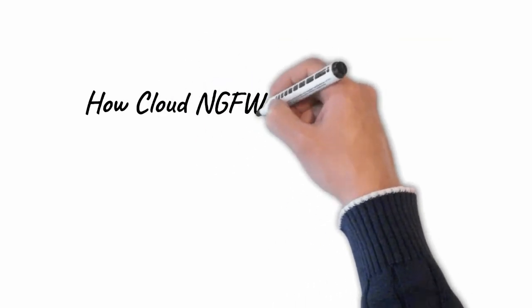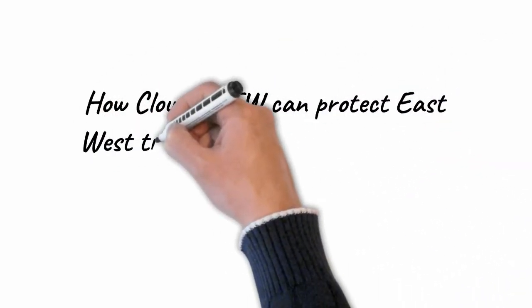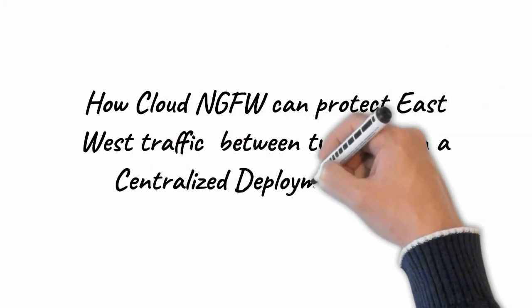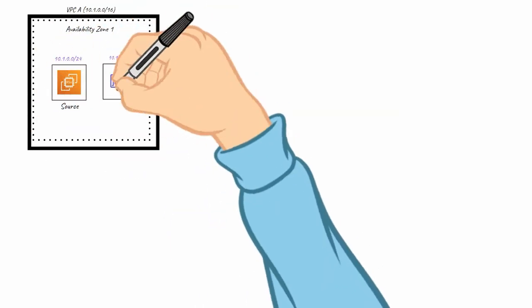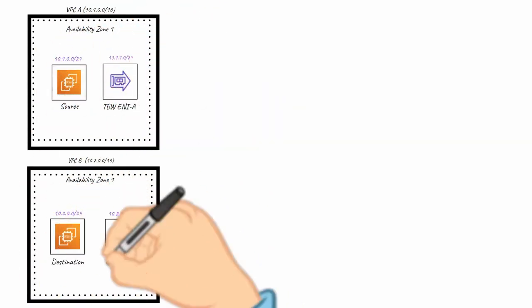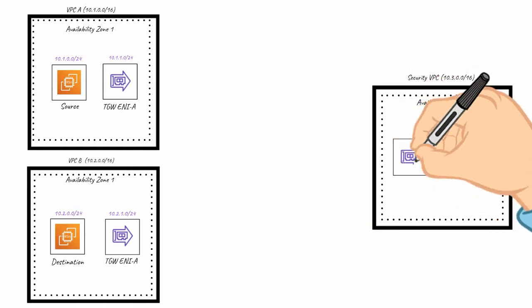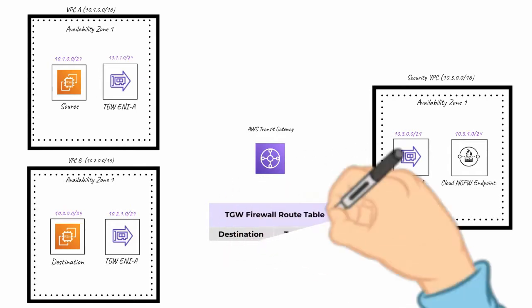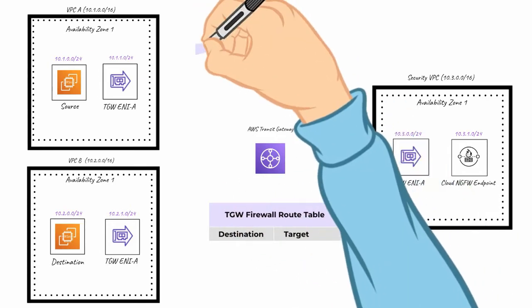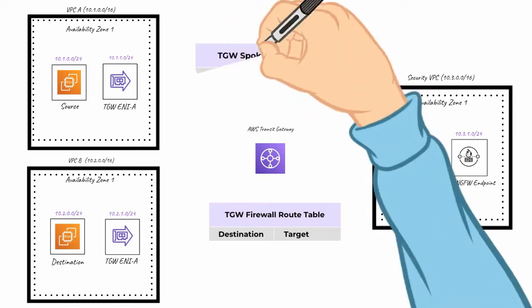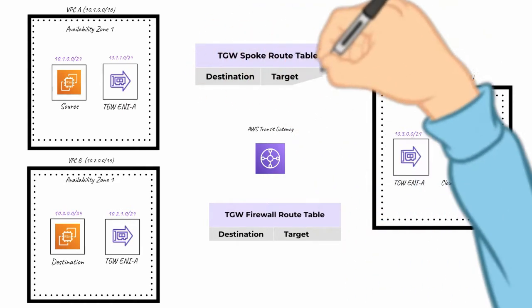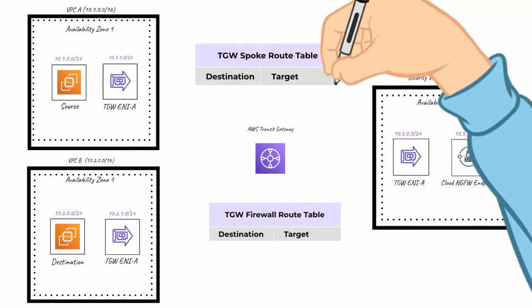In today's video, we'll talk about how Cloud NGFW can protect east-west traffic between two VPCs in a centralized deployment model. East-west traffic is between source and destination deployed in two different VPCs. In this model, we use two AWS transit gateway route tables, firewall route table and spoke route table within the same transit gateway to ensure that all traffic between VPCs is passing through the security VPC.